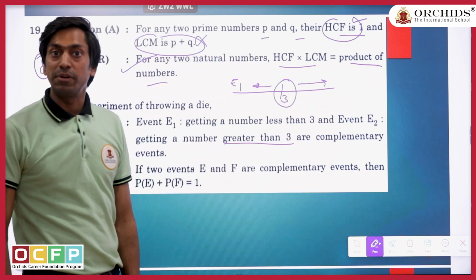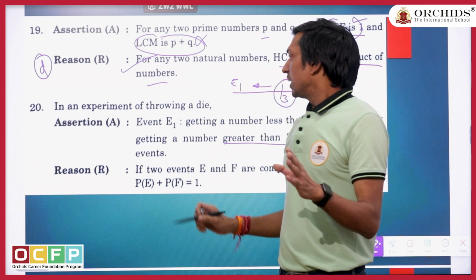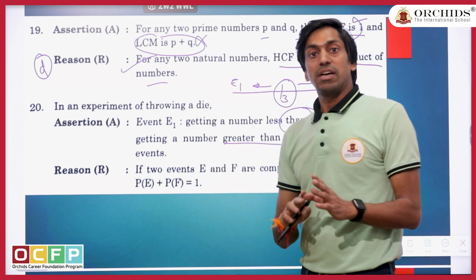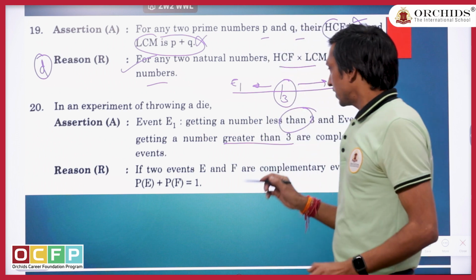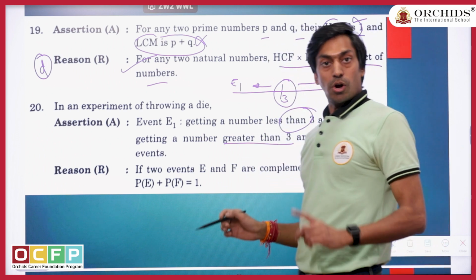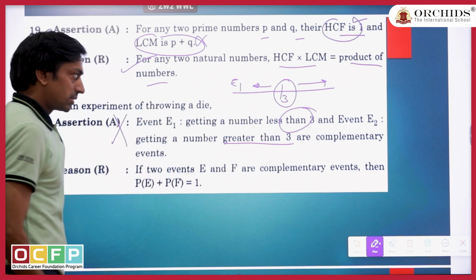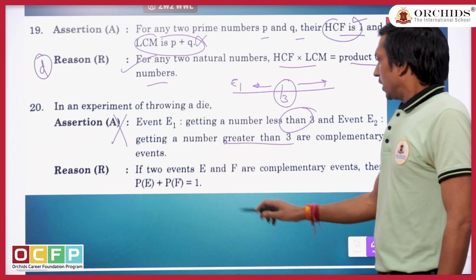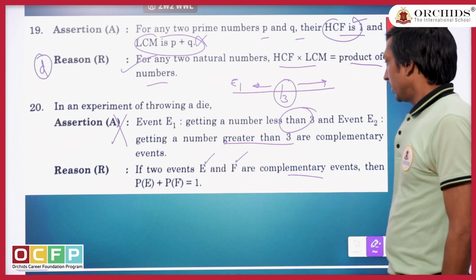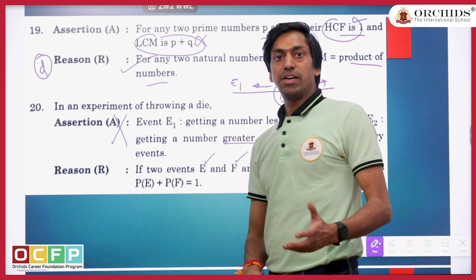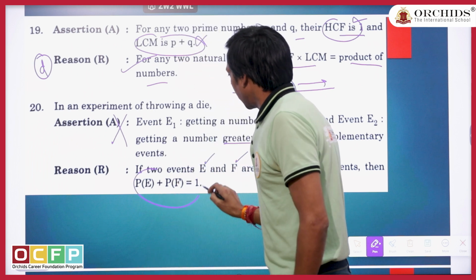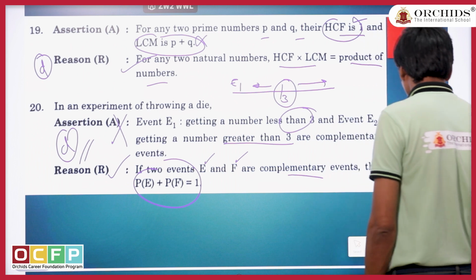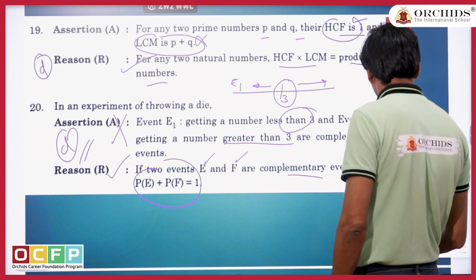So that cannot be a complementary event. Is that clear? Complementary event means if event 1 is less than 3, then the complementary event is a number greater than or equal to 3. But in this case, they have mentioned only greater, not equal. Therefore, the assertion is wrong. A slight variation is there in the assertion. And if you see the reason, that is correct. If E is an event and F is a complementary event, then the sum of the event and the complementary event equals 1. So that reason is correct. Again, the answer for this is D.